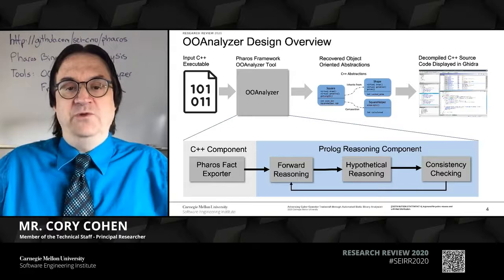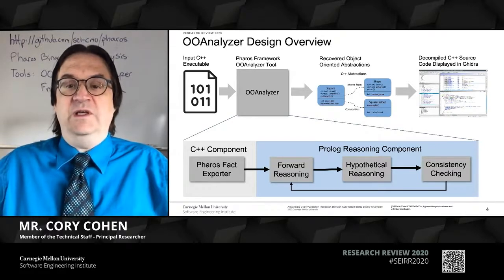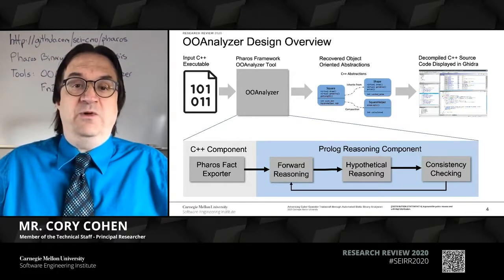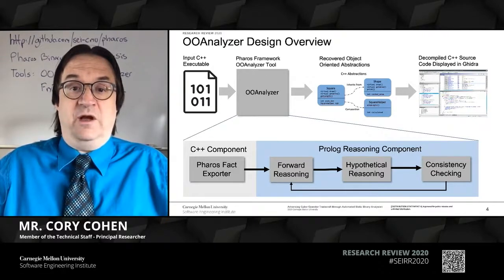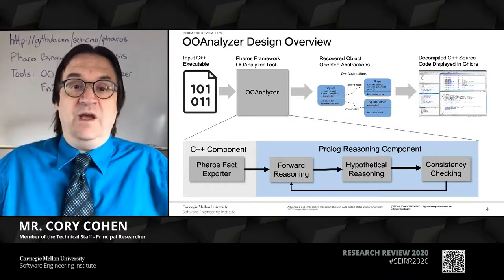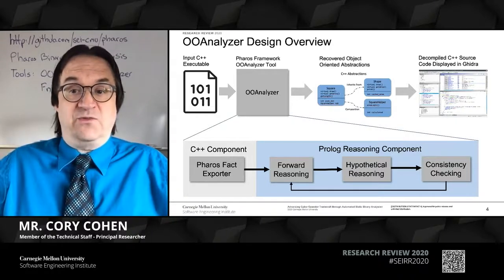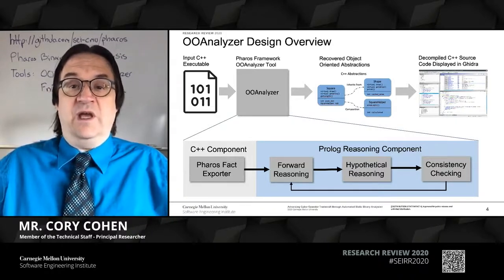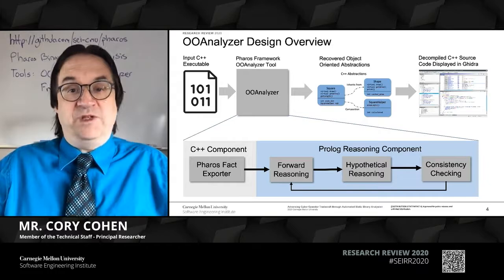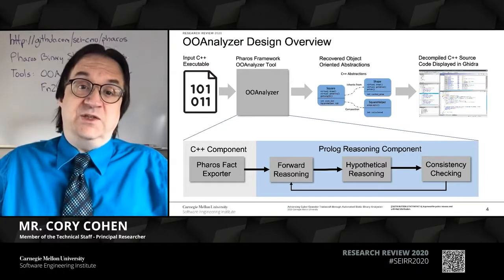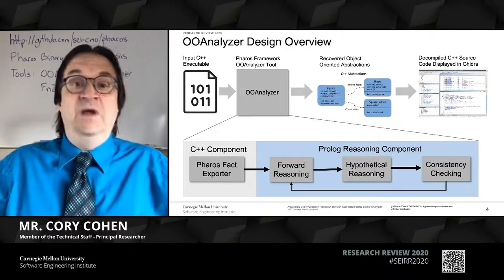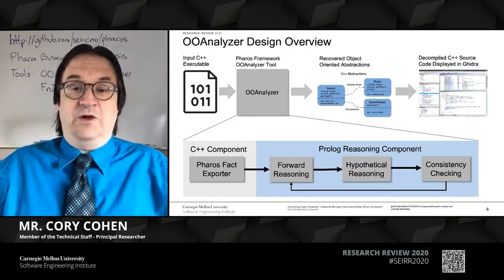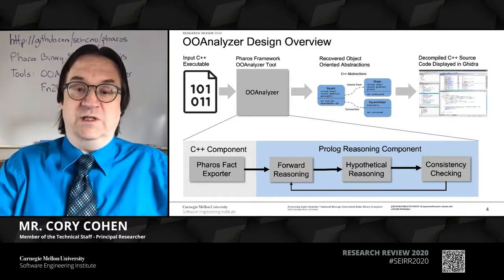Our tool is composed of two components. One is a C++ component that extracts the facts from an executable using our Pharos static binary analysis framework. And the other is a Prolog component that has three phases. We engage in some forward reasoning, and then we make some educated guesses in a hypothetical reasoning step, and then we consistency check that representation of the program, and then we repeat this cycle. And I'll talk about each of those phases in some more detail.